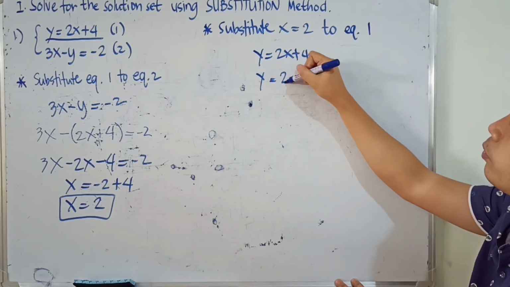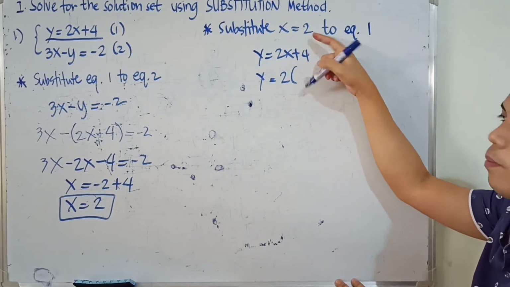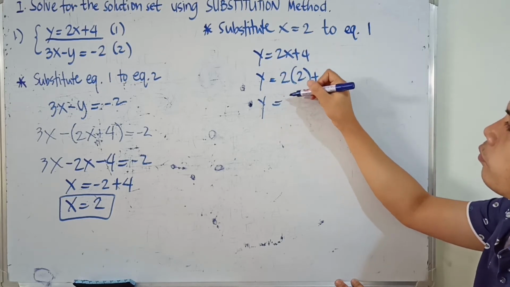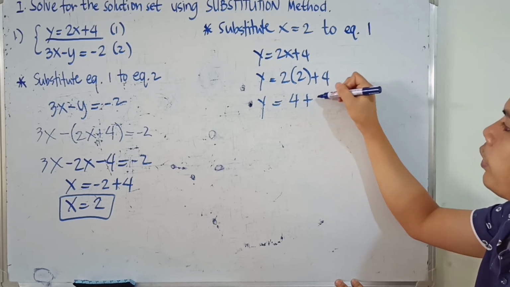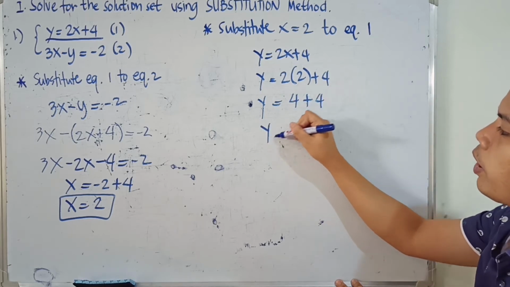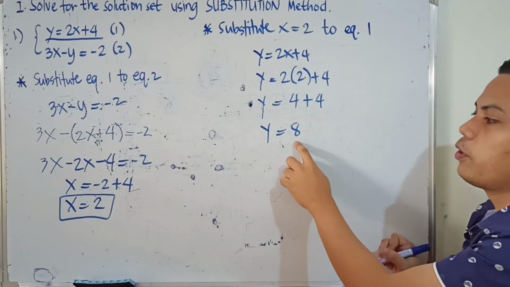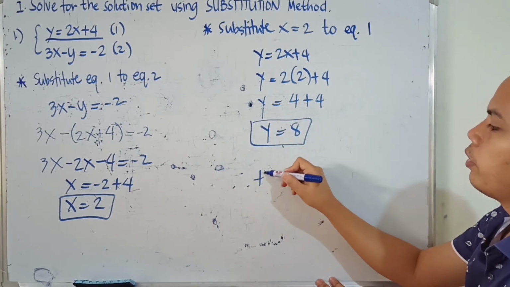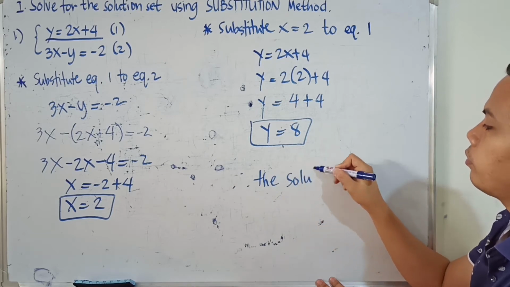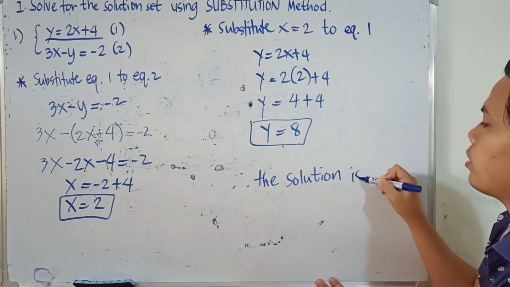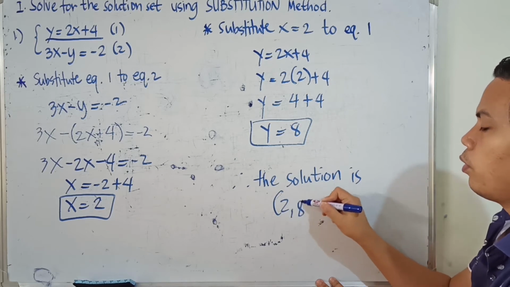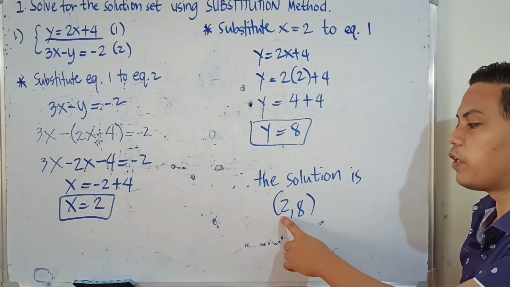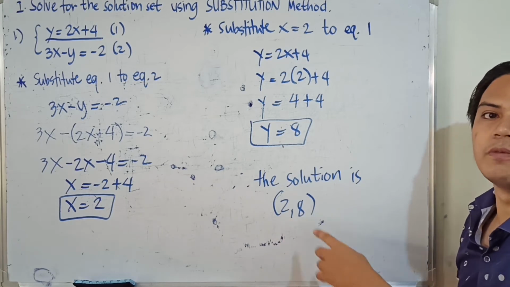y is equal to 2 times x, which now becomes 2. So we have 2 times 2 is 4. Bring down the positive 4. Finally, y is equal to 4 plus 4 is equal to 8. Therefore, the solution is 2, 8. So 2, 8 is an ordered pair. 2 is the x value and 8 is the y value.